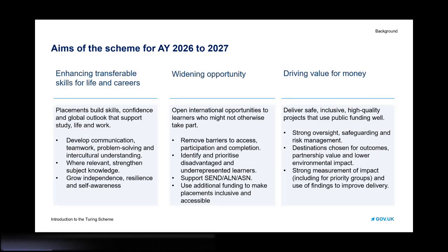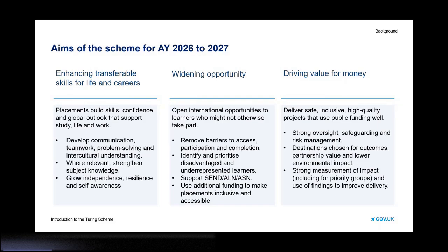For the 2026 to 2027 academic year, the Turing Scheme has three aims. These underpin how every Turing Scheme project should be shaped. First, enhancing transferable skills. Placements build communication, teamwork, and problem solving. They deepen intercultural understanding and, where relevant, strengthen subject knowledge, so learners return more confident and ready for the next step.